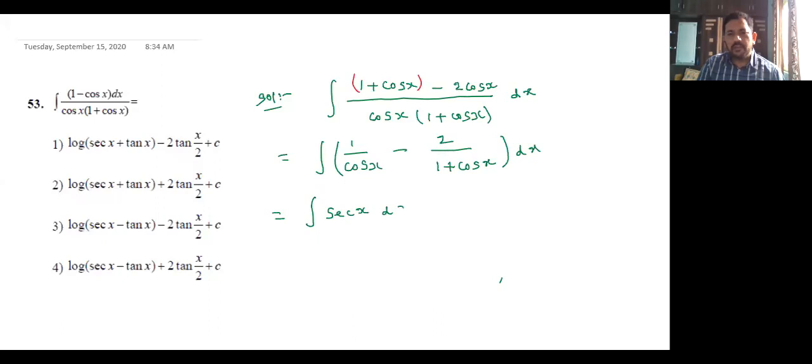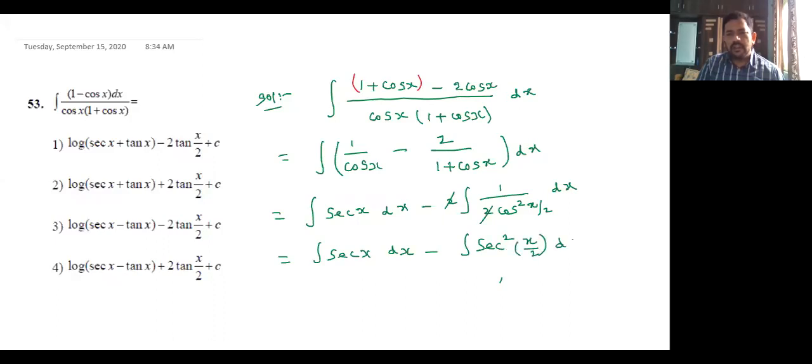dx minus 2 into integration 1 plus cos x, formula 2 cos square x by 2 dx. 2 cancel, 1 by cos square x by 2 we can write as secant square x by 2. This is secant x dx minus integration secant square x by 2 dx.